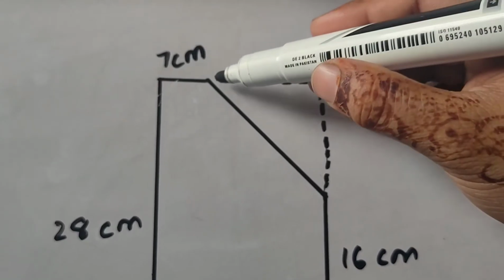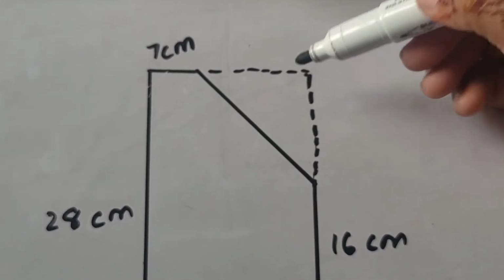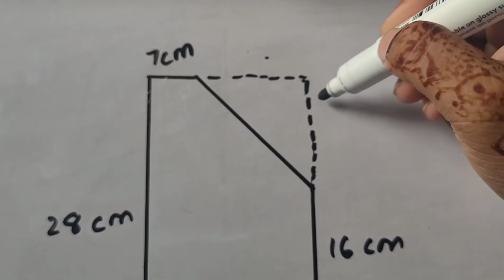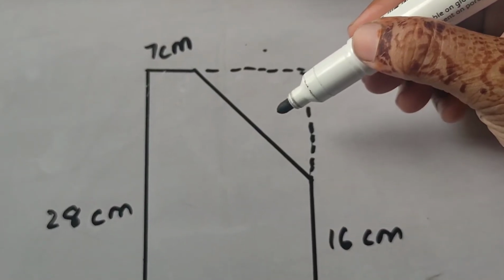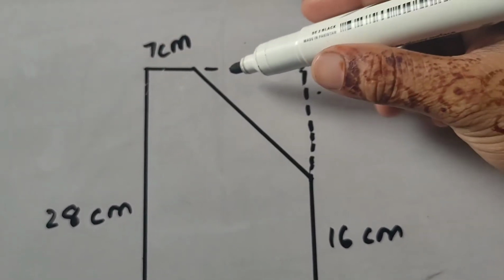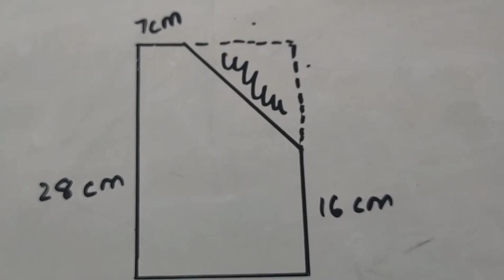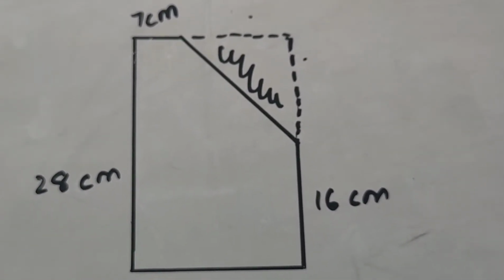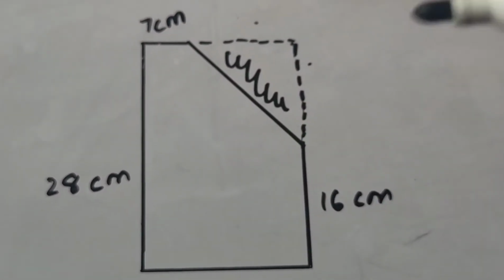And the remaining figure that I have drawn myself, I'll simply find out the length and breadth of this triangle, and then I'll subtract the area of this triangle from the total area of the rectangle to find out the actual area of this figure. Let's see how we are going to do this.